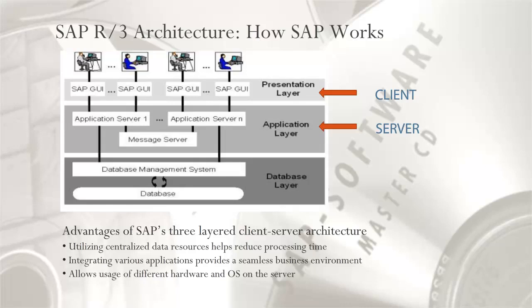Data at this level is created and edited upon request from the application layer and is then delivered to the presentation layers for the user to read and use. The database layer of the 3-tier client-server architecture can be viewed as the nuts and bolts of the SAP system.